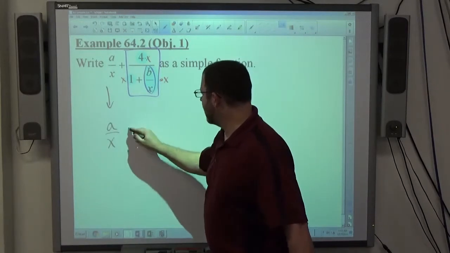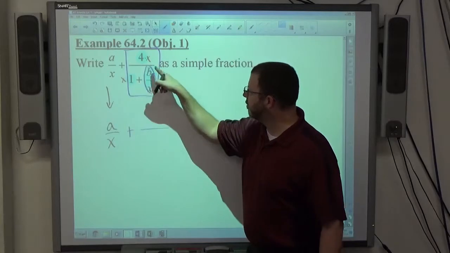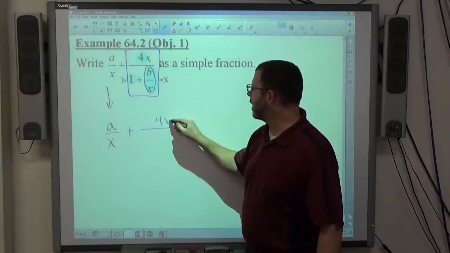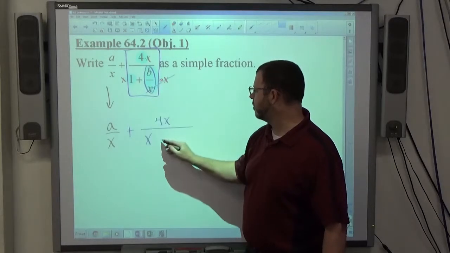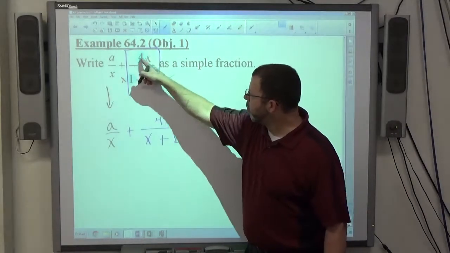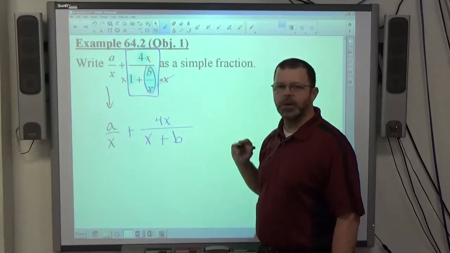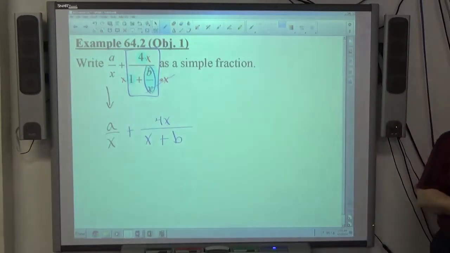And I'm going to add to that this fraction, which the top just becomes 4x. X times 1 just becomes 1x, and b over x times x just becomes plus b. So again, 1, 2, 3 terms, 1, 2, 3 terms. The number of terms matches.